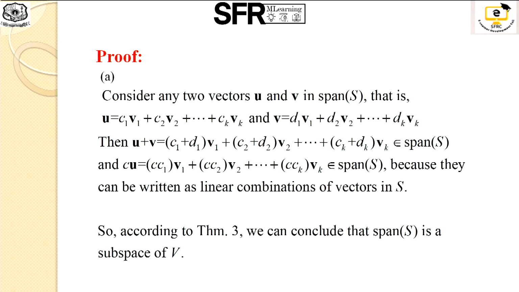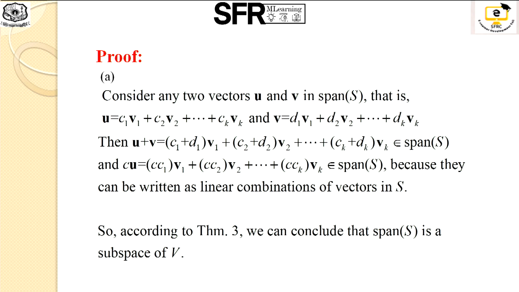So, first u can be written in the linear form u equal to c1 v1 plus c2 v2 plus etc. plus ck vk and v equal to d1 v1 plus d2 v2 plus etc. plus dk vk. So, here we add the two vectors: u plus v equal to (c1 plus d1) into v1 plus (c2 plus d2) into v2 plus etc. plus (ck plus dk) into vk, which belongs to span of S.